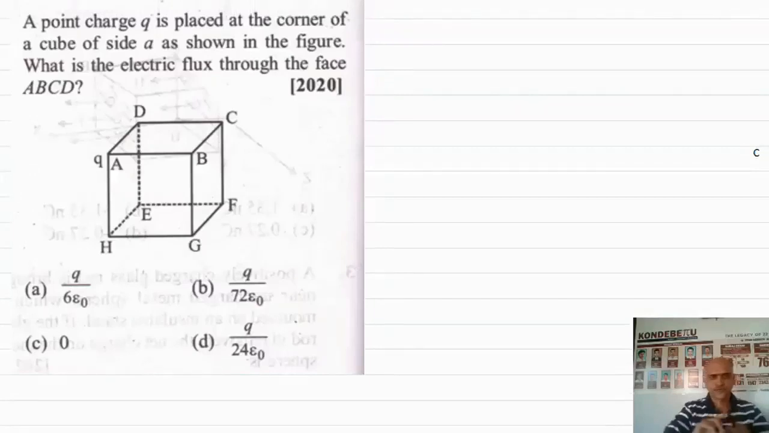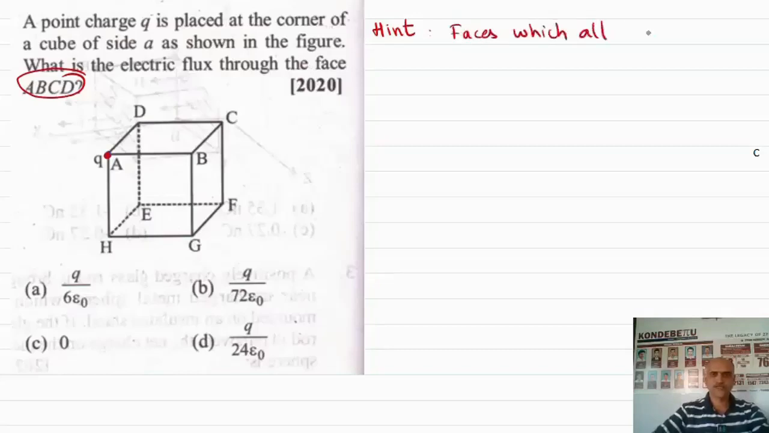Now taking the next, a point charge Q is placed at the corner of a cube. So here there is a charge at point A, a charge Q. As shown in the figure, what is the electric flux through faces A, B, C, D? So remember this hint: flux through faces which all touch the charge.